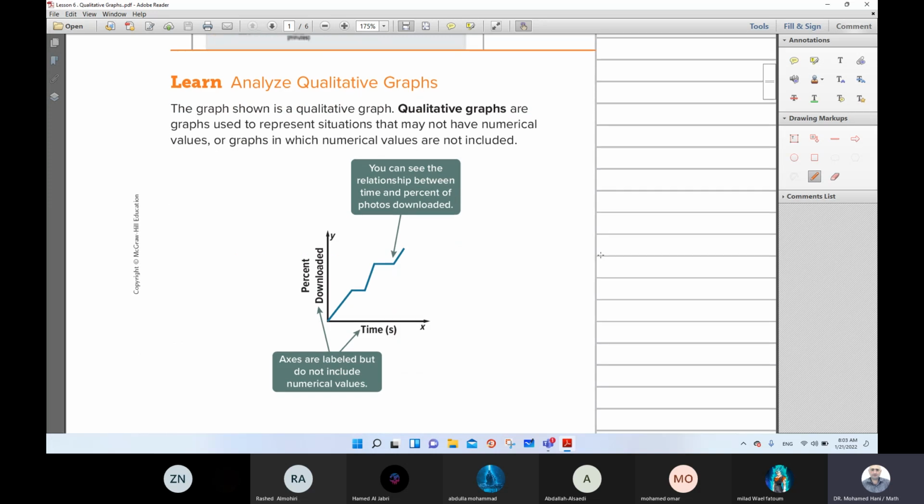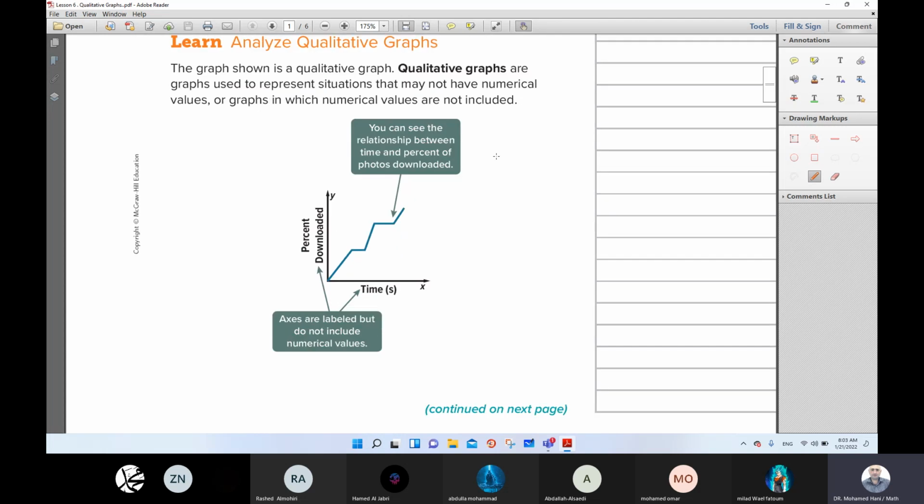The first idea in this lesson, analyze qualitative graphs. The graph shown is a qualitative graph. Qualitative graphs are graphs used to represent situations that may not have numerical values, or graphs in which numerical values are not included.